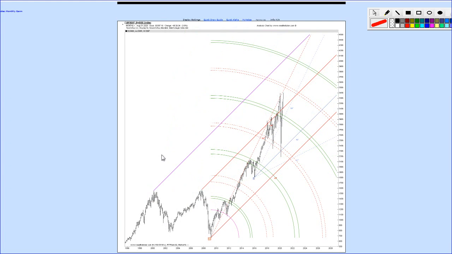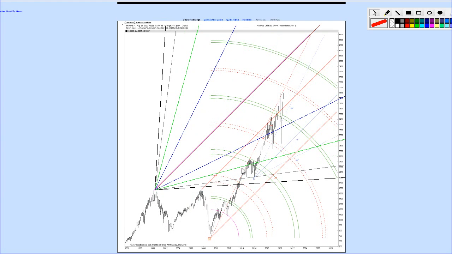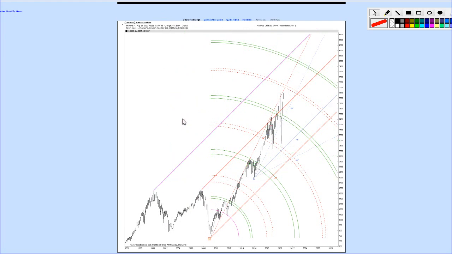Now to forecast future tops in price, you take prior peaks and you put the selection of Gann angles on there, and you can see here, for example, peak 1, forecast peak 1, peak 2 here. So at the moment we've got a channel where price is held.